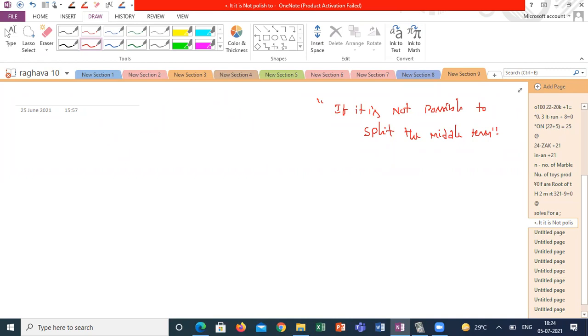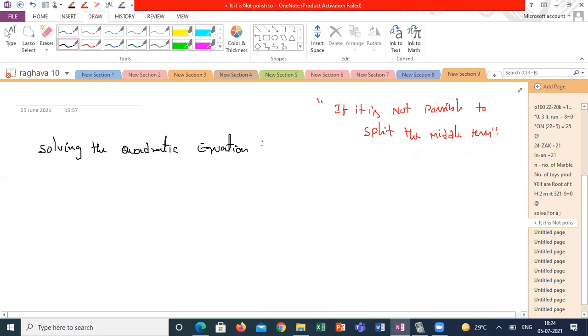So this method is generally called solving a quadratic equation by completing the square. The name itself has a lot of meaning here. Solving the quadratic equation by completing the square.